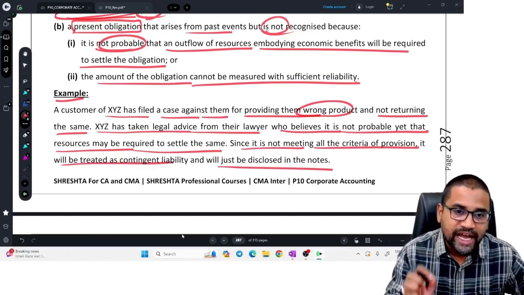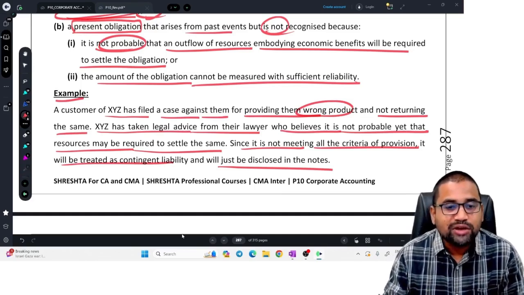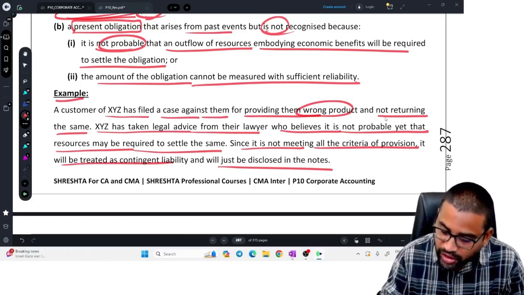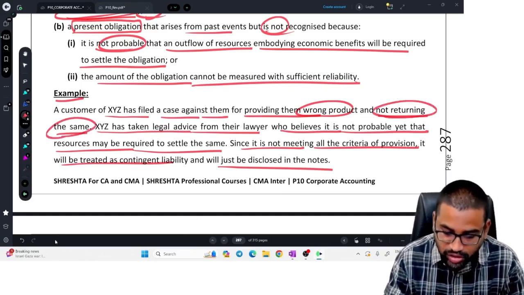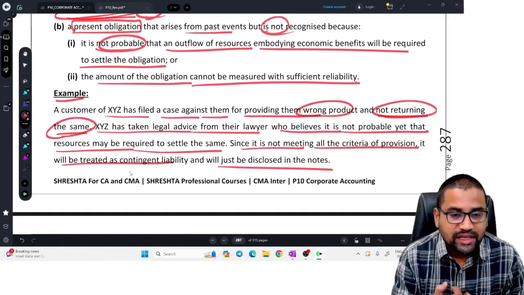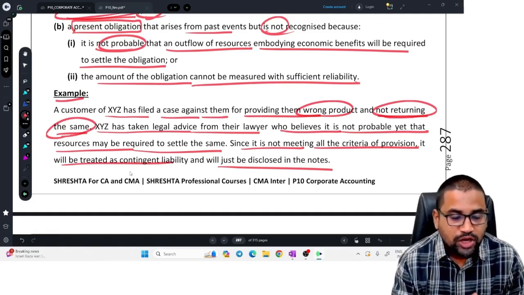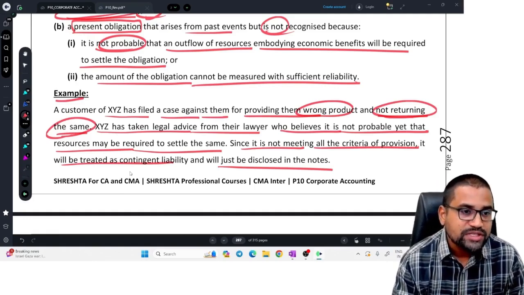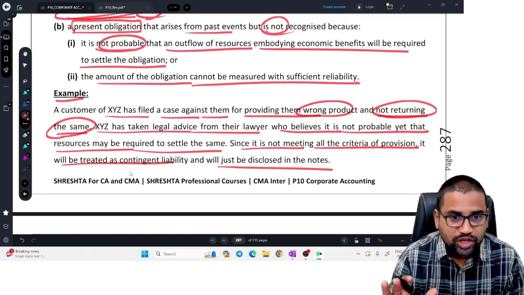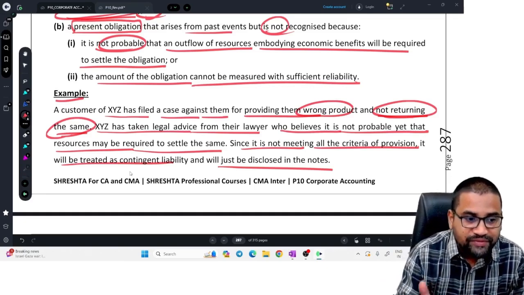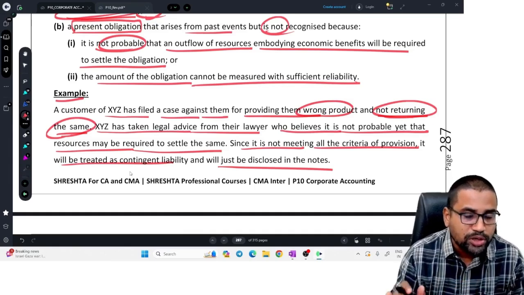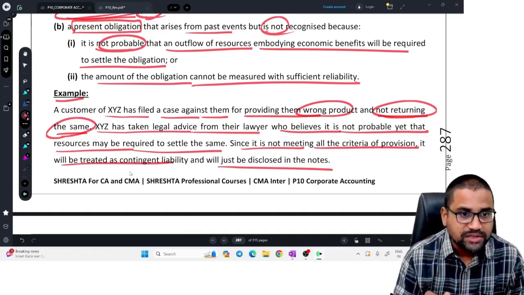Suppose one customer has filed a case against the company saying that you have supplied a wrong product and not returned the amount. Now, XYZ Limited asked for the legal opinion of the lawyer. The lawyer said, see, it is not probable yet that resources may be required to settle the obligation. As of now, we are not under an obligation. There is no present obligation. If it is 50-50 chances, either we are going to win the case or lose the case. As of now, there is no probable obligation.